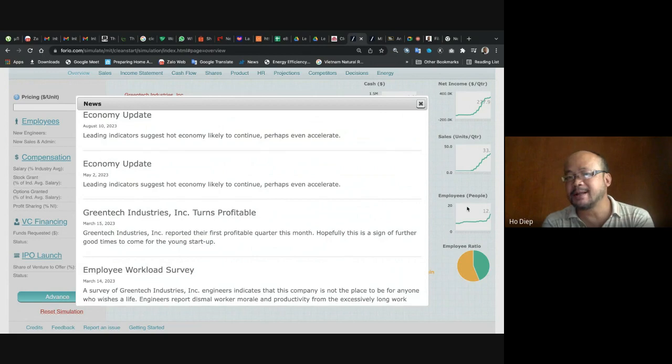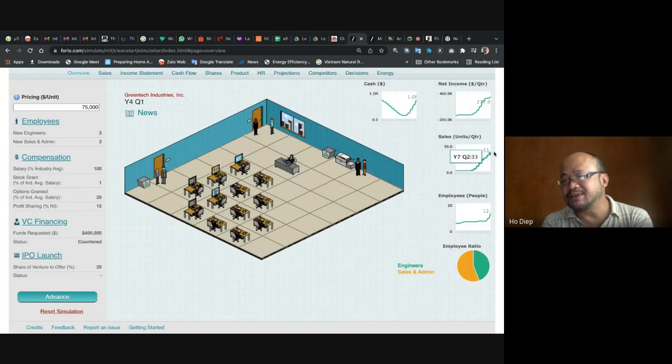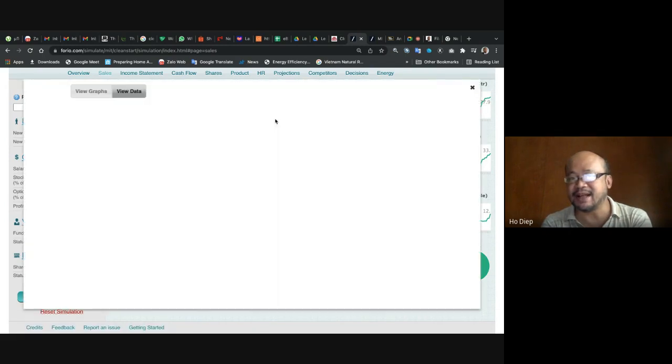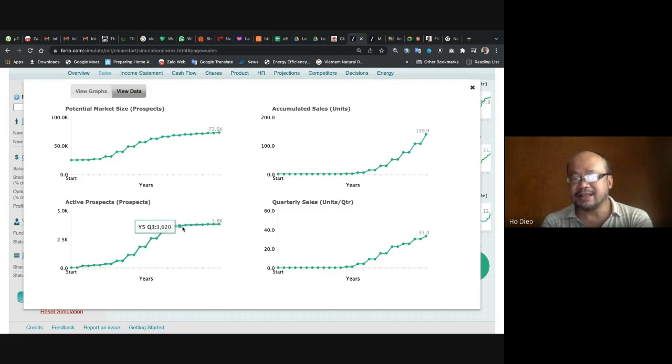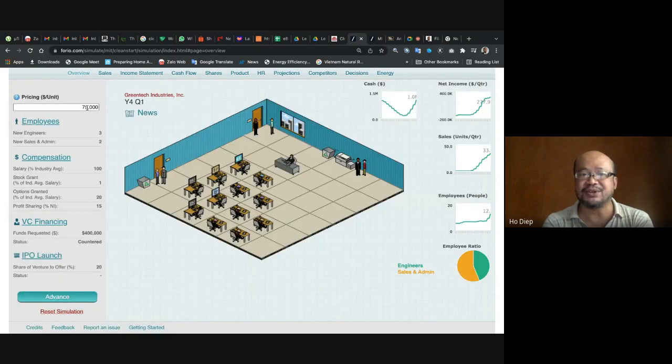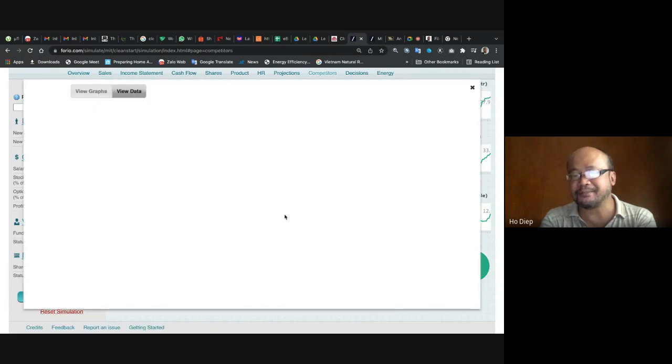We're growing, but our sales are plateauing, and not only that, our income is plateauing. So we need to figure out how to fix that. Okay. Our sales prospect is plateauing. I think we did not change the price. We need to make our product more competitive by choosing a price lower than our competitors. We'll reduce the price of the product down to $72,500. Let's check on our competitors.